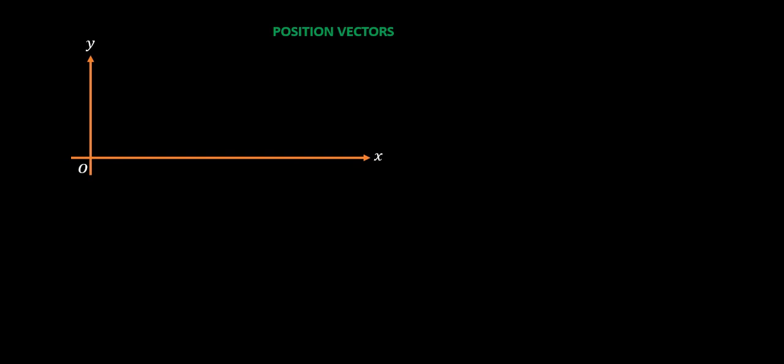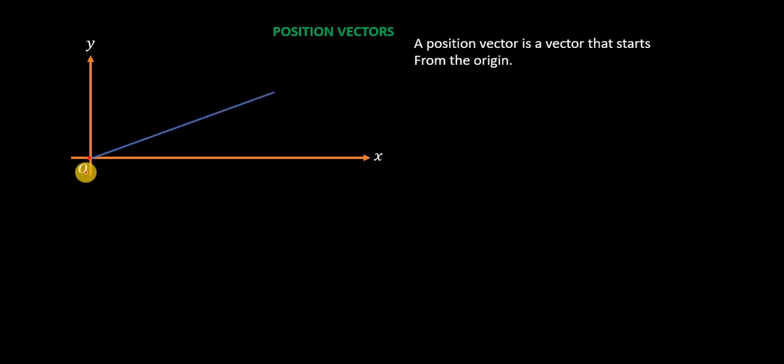Hello, we're looking at position vectors. So here we have two axes, the x-axis and the y-axis, and they both intersect each other at the origin, labeled here as O. We're talking about position vectors, and a position vector is a vector that starts from the origin. And so we have this vector, this line that starts from the origin, and it goes on to point P.